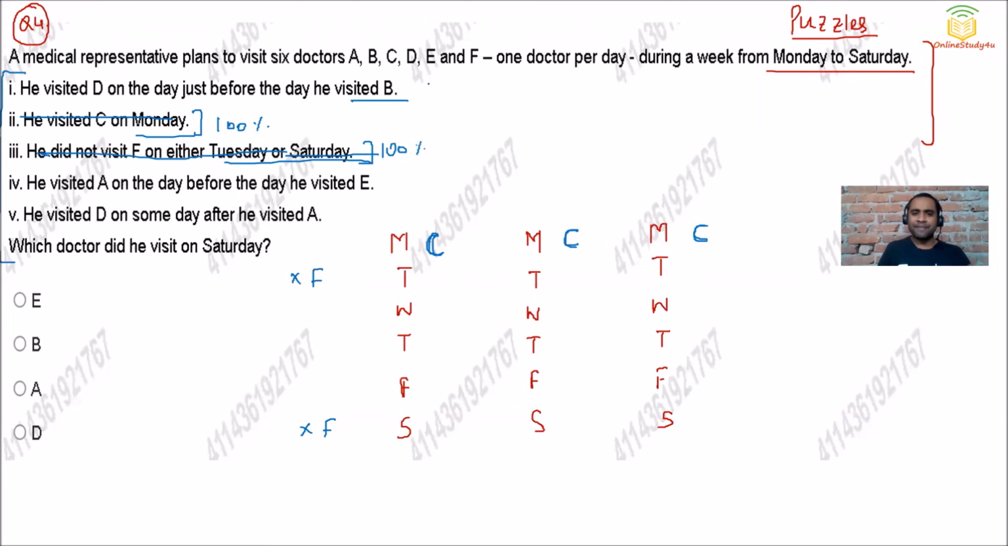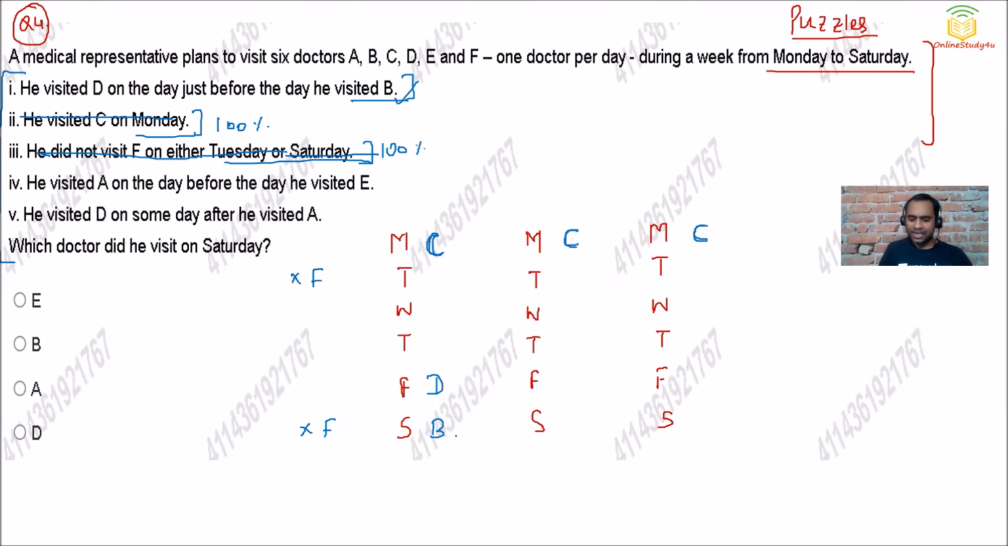Now I will take this point. He visited D on the day just before he visited B. So I will assume here he visited D on Friday. Definitely he would have visited B on Saturday, because they're telling us he visited D on the day just before he visited B.